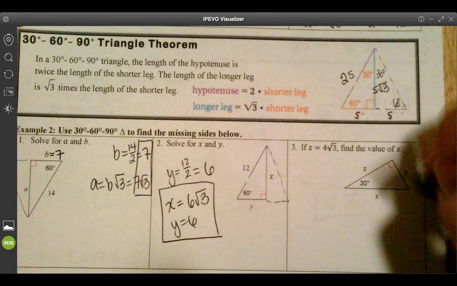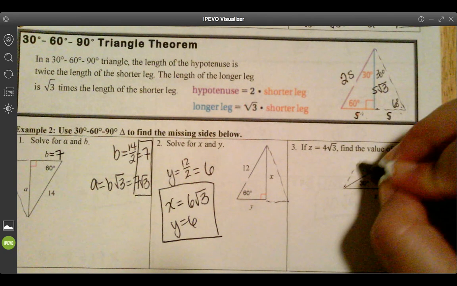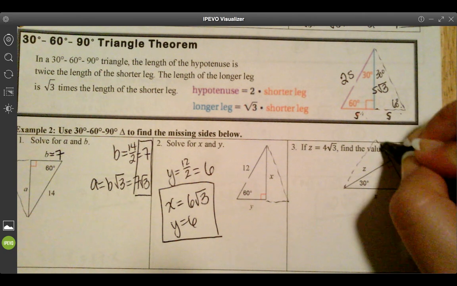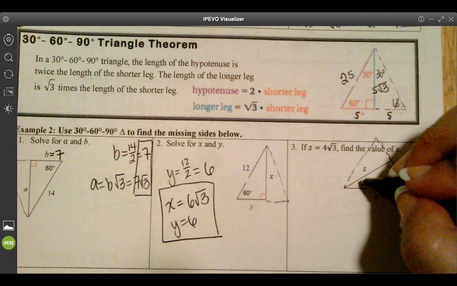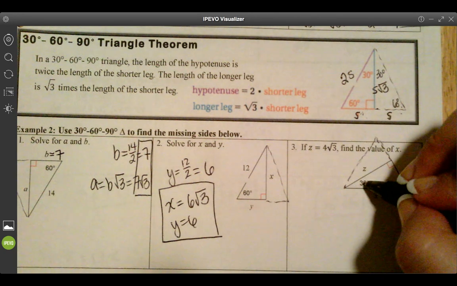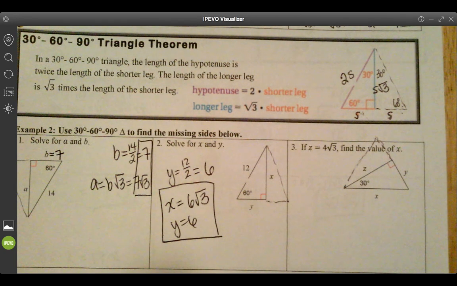And number 3, that's my 30-degree angle. That's the one that touches the other half of my equilateral triangle, right? Because equilateral, all of the angles should be 60. So if this is 30, it needs a little bit more to make it equilateral.